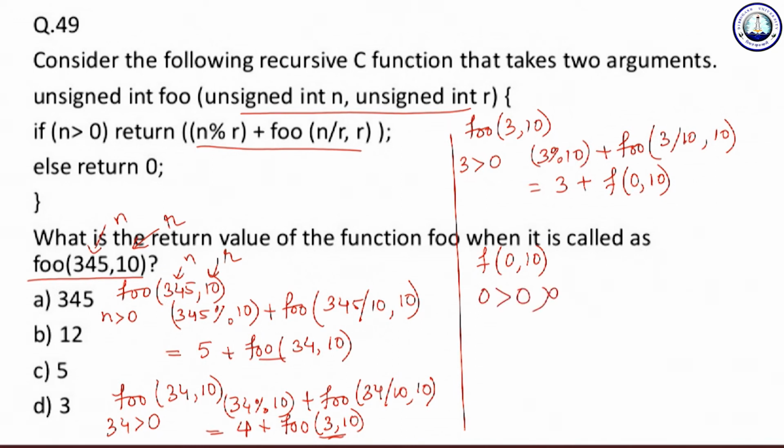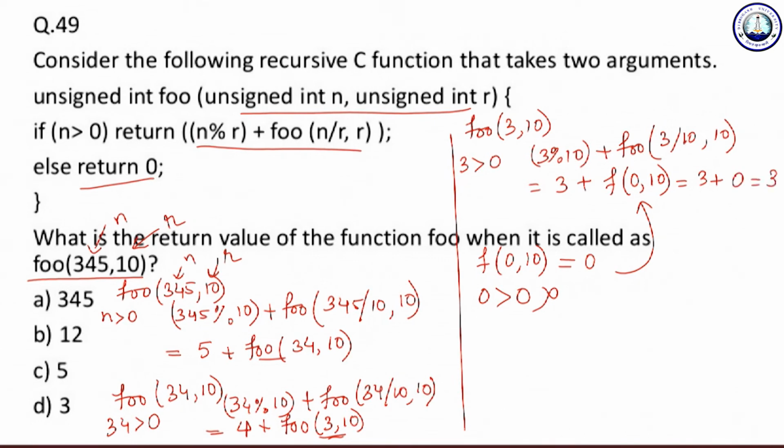Okay. So, when it is foo of 0 comma 10, 0 is not greater than 0. So, this condition fails. So, what will we return? We will return 0. So, foo of 0 comma 10 is 0. So, coming here, it will be 3 plus 0, which is equal to 3.